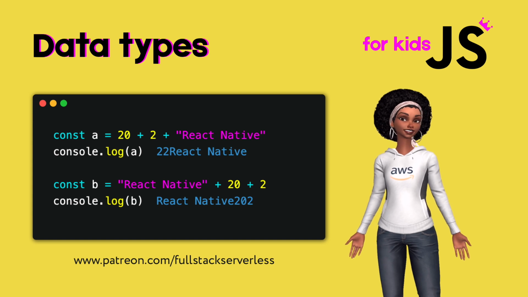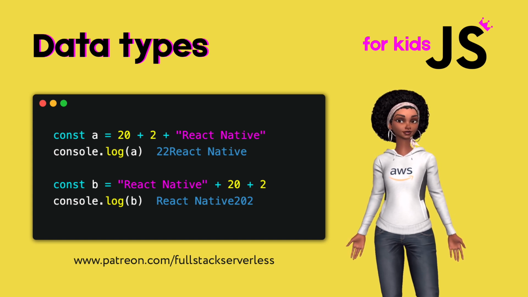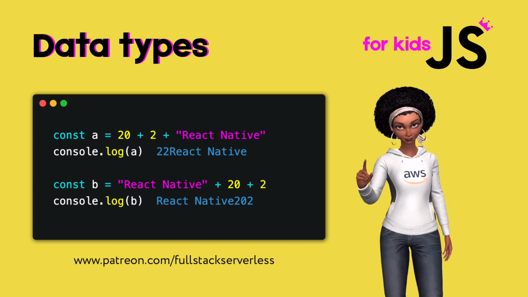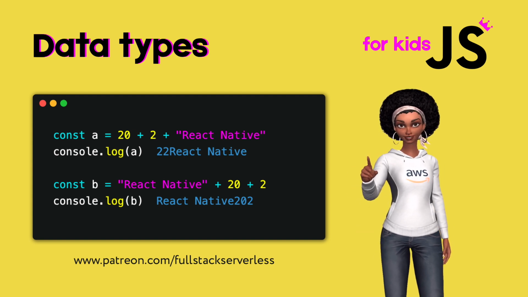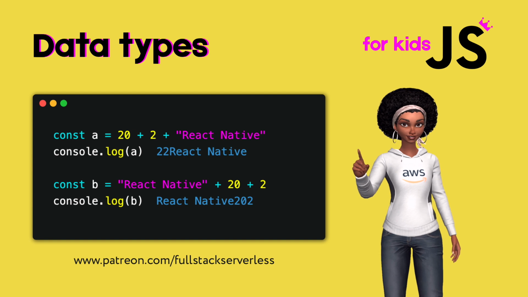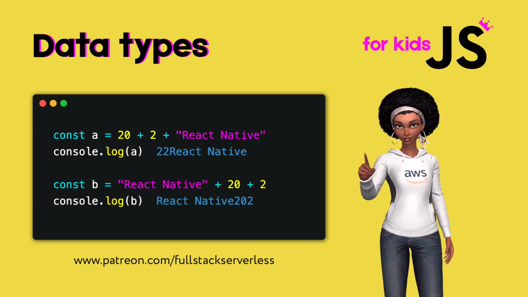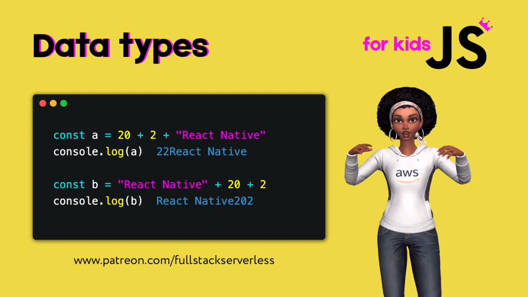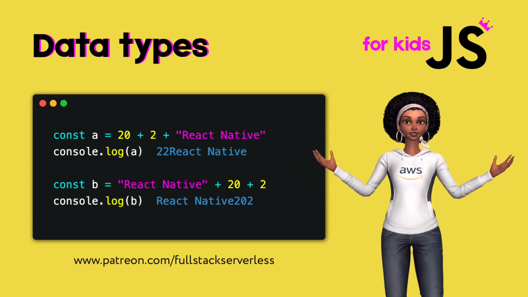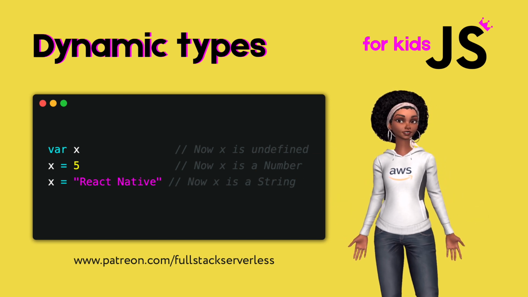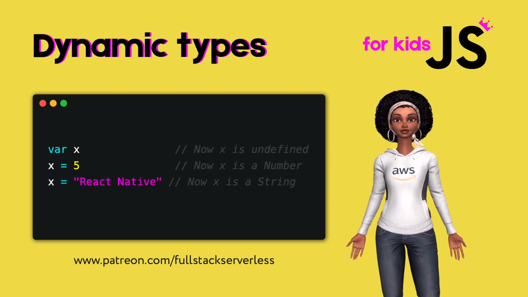JavaScript evaluates expressions from left to right. Different sequences can produce different results. In the first example, JavaScript treats 20 and 2 as numbers, until it reaches "React Native". In the second example, since the first operand is a string, all operands are treated as strings. JavaScript types are dynamic. JavaScript has dynamic types. This means that the same variable can be used to hold different data types.